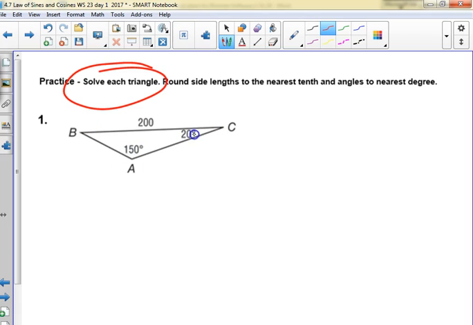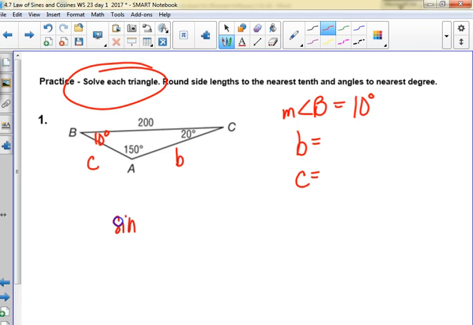All right, 150 and 20 makes angle B, what, 10 degrees? Did I do that right? All right, so now we need a couple sides. What is this side over here called? The longer one over here, or the one across from B. This would be little b. And over here, this side is going to be called little c.